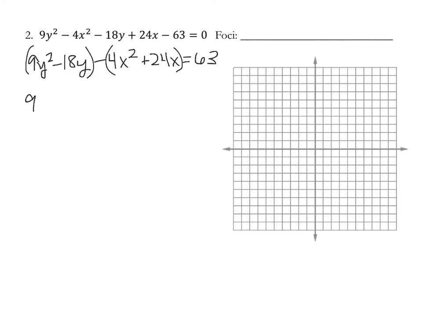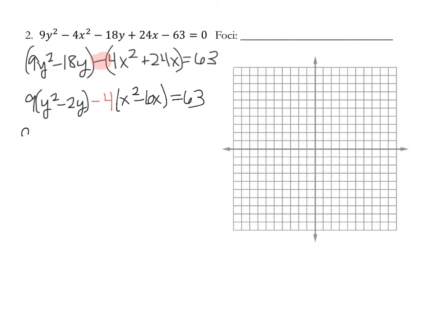That first group, I'm taking out 9. I'd be left with y squared minus 2y. And in the second group, this is the part I need you to be careful with: we've got that negative sign outside. So because we have this negative sign outside, we actually have to take out -4. And if I take out -4, then I'm going to be left with x squared minus 6x equal to 63.